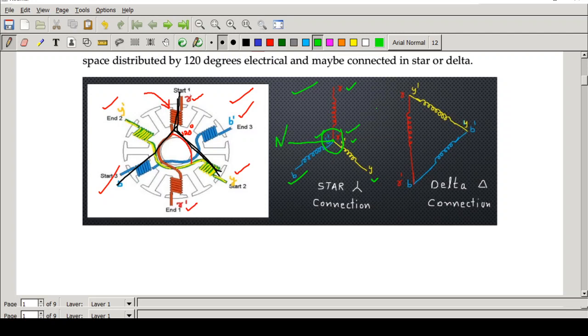So now coming to the delta connection. Now in delta connection, what is the difference? R is the starting end of the red phase and R dash is the finishing end. Now you can see that the finishing end of the red phase winding is connected to the starting end of the blue phase winding. Similarly, the finishing end of the blue phase winding is connected to the starting end of the Y phase winding. So this is how the delta connection is made.